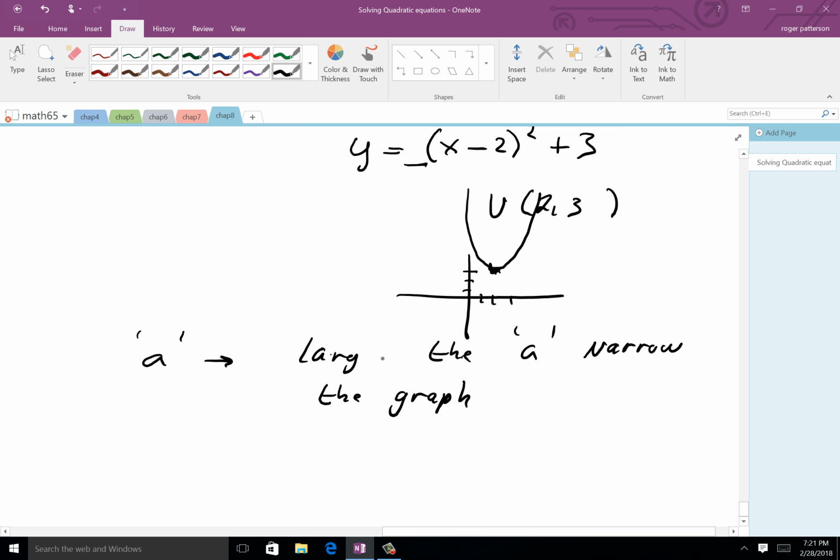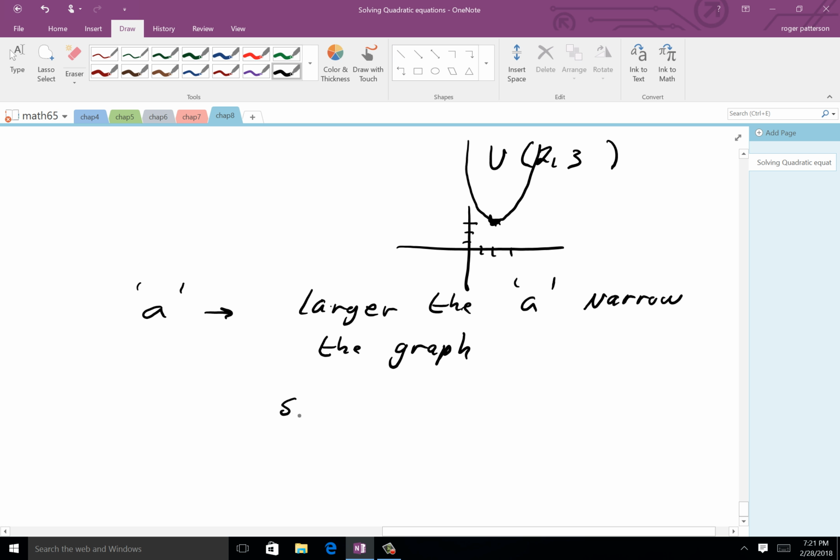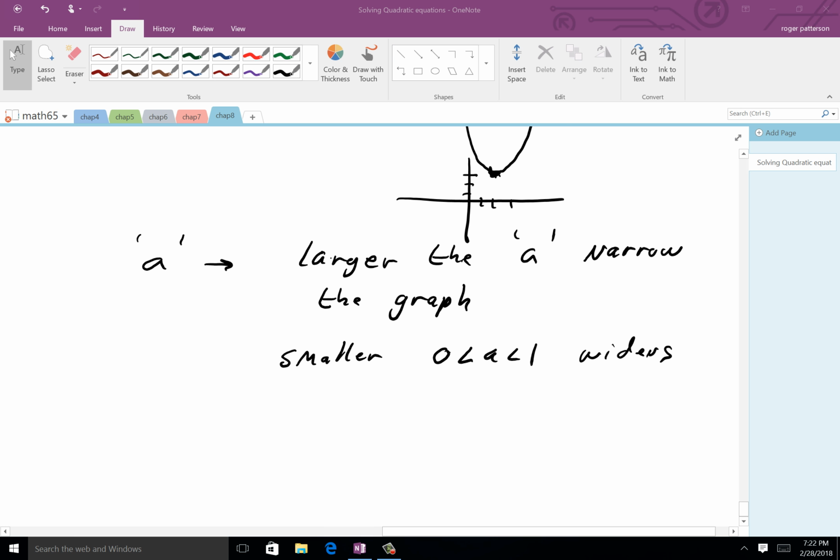And of course, then the smaller the A, and what we mean by that is A's between 0 and 1. Okay? So we're making it a decimal. What happens to the graph? It widens. All right? And what happens if A is less than 0? Then what happens to the graph? It opens down. Okay? Opens down.